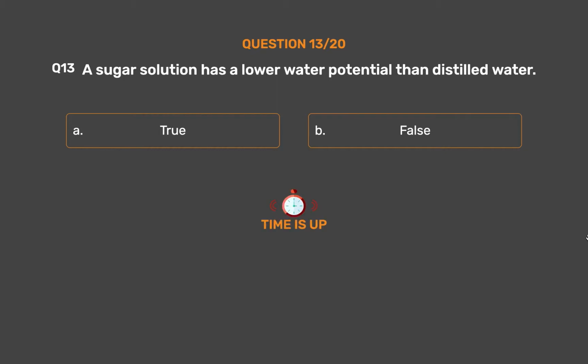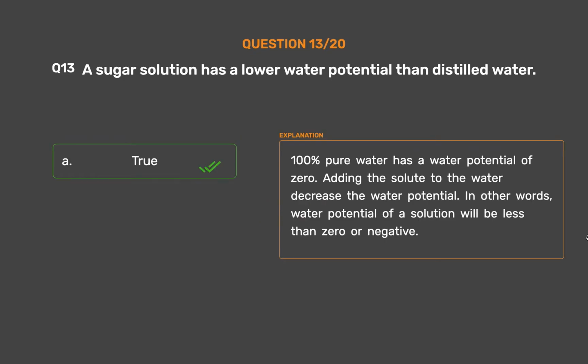The correct answer is option A. True. 100% pure water has a water potential of 0. Adding the solute to the water decreases the water potential. In other words, the water potential of a solution will be less than 0, or negative.